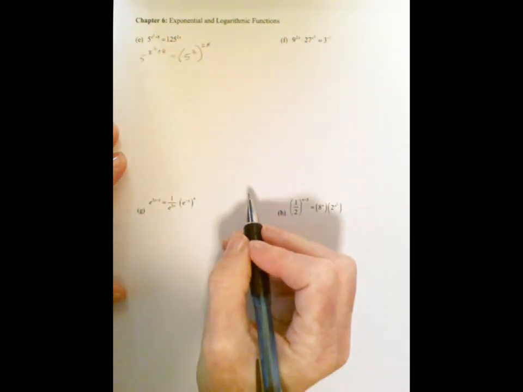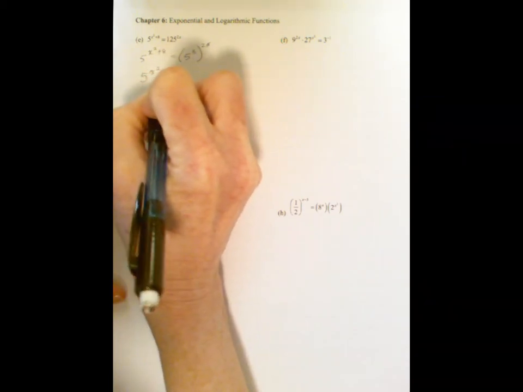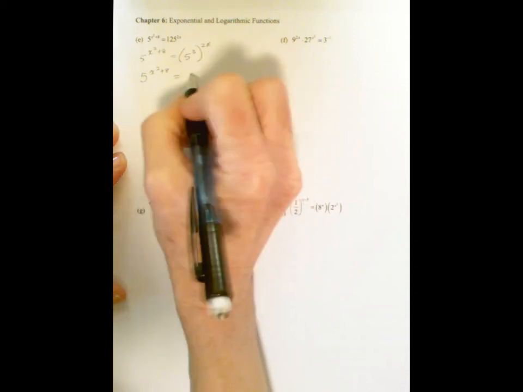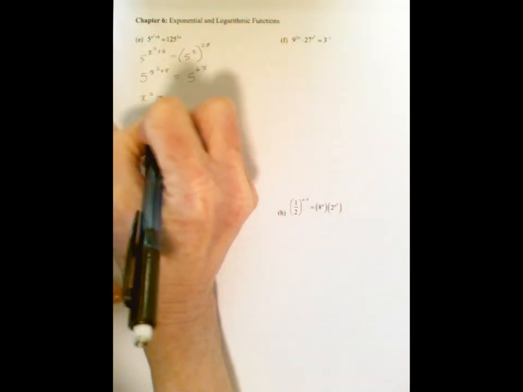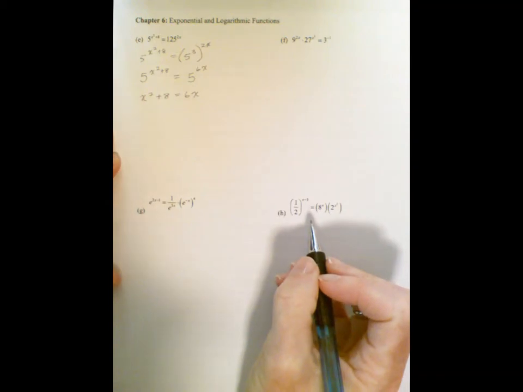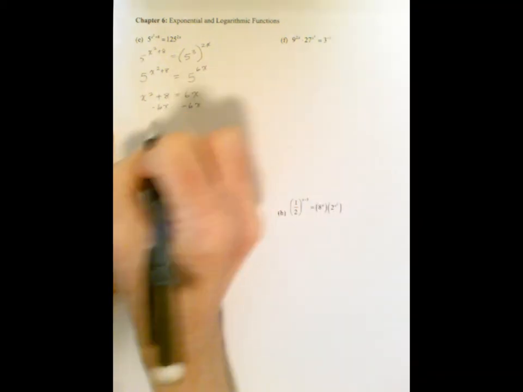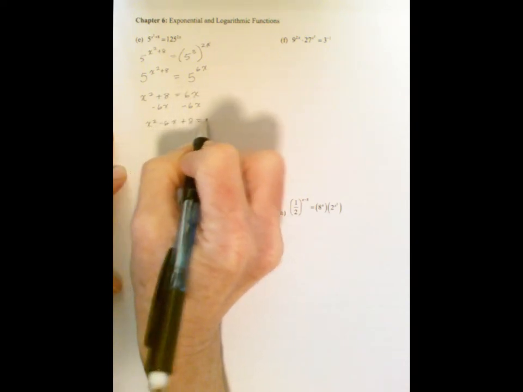Don't do too many things in one step so you can avoid mistakes. So that's 5 to the x squared plus 8. And what do we do with these exponents here? Multiply, that's right. 5 to the 6x. Now we can use our strategy and set the exponents equal to each other. We recognize that we have a quadratic, so we want to set this equal to 0. So we have x squared minus 6x plus 8 equals 0.